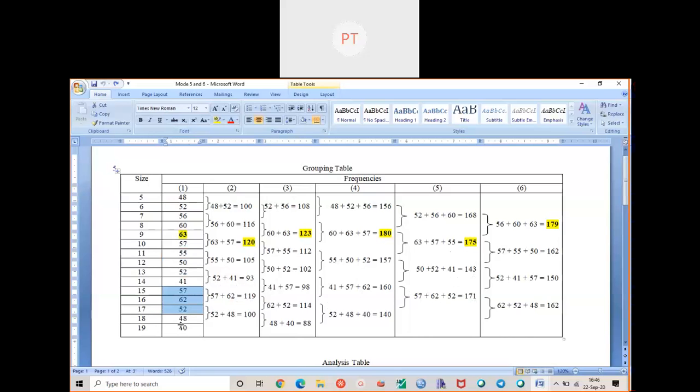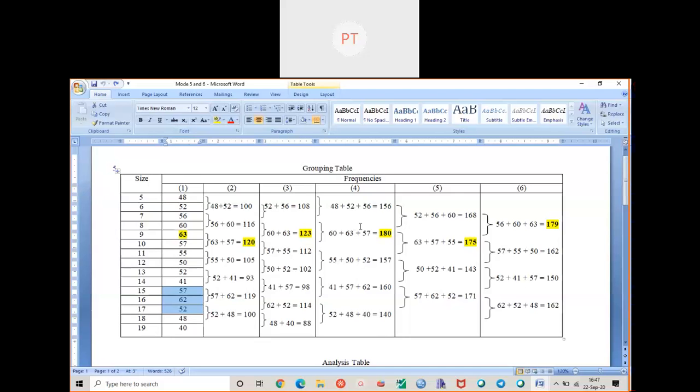Now what to do with this 48 and 40? 48 and 40 will be left out, because in the fifth column there should be the pair of three frequencies. So we will leave these. If no pair has been formed, we will just leave that frequency as it is.